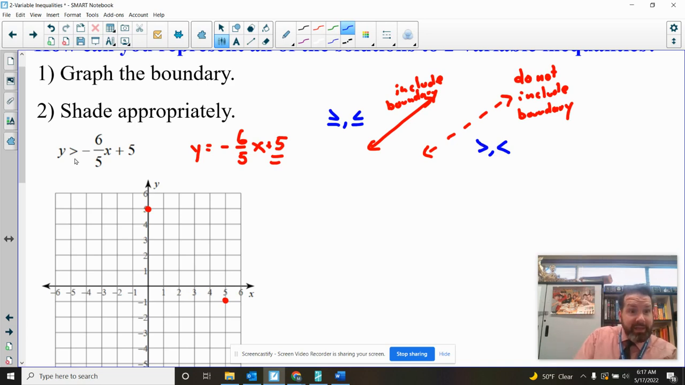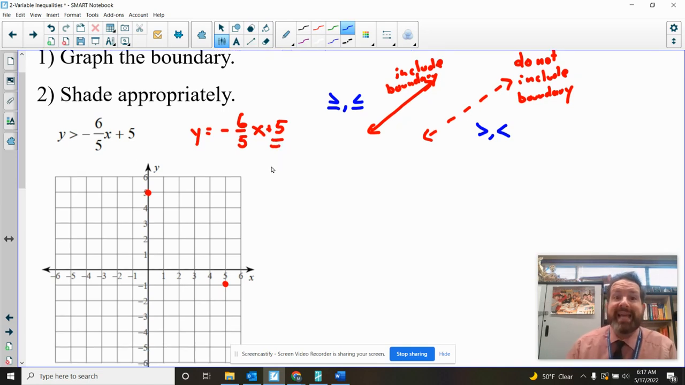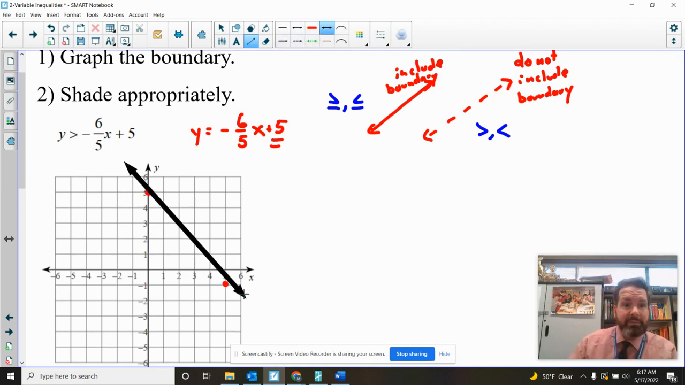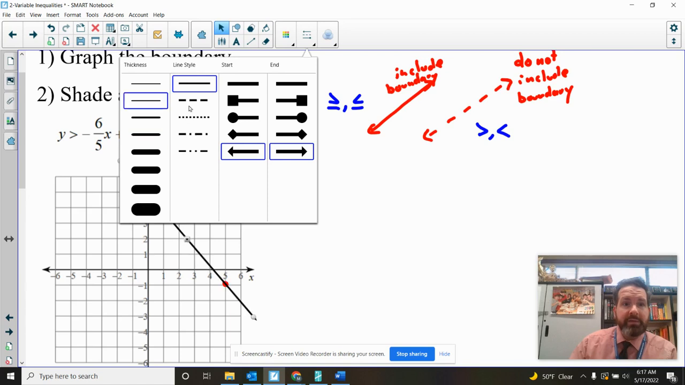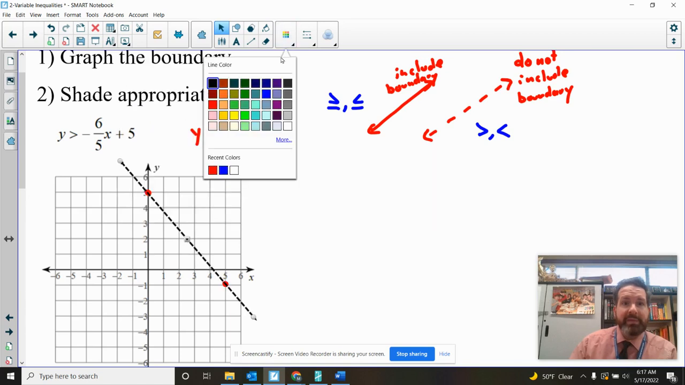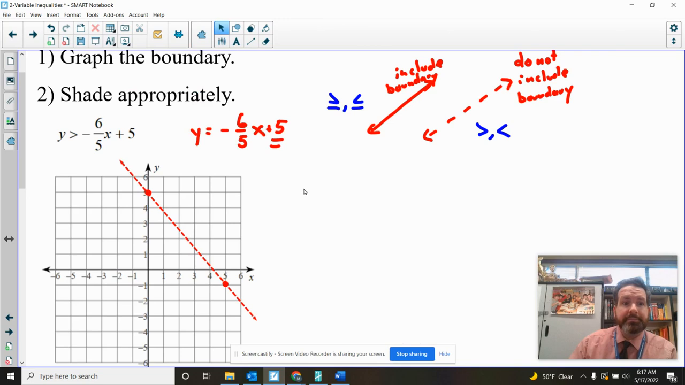So as I look at this, this is just a greater than. That means the line that we make through these 2 points should be a dashed line. So as I get my line maker here, put things up, I'm going to make sure that I make this a dashed line. A little skinnier, make it dashed. I'm also going to make it red. And there we go. We've got our boundary graphed.